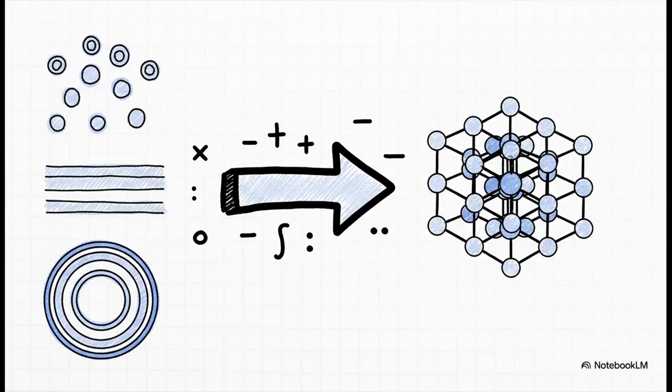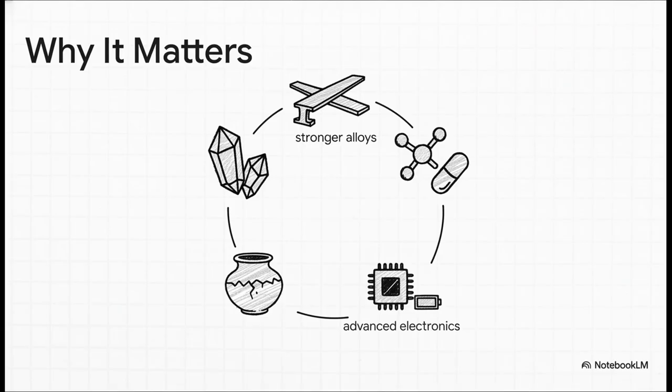In the end, it all comes down to this. Scientists take these patterns, the spots, the lines, the rings, and by carefully measuring their exact positions and how bright they are, they can work backwards. They use some pretty powerful math to translate that 2D fingerprint into a full 3-dimensional map showing where every single atom is located. And look, this isn't just some abstract academic exercise.